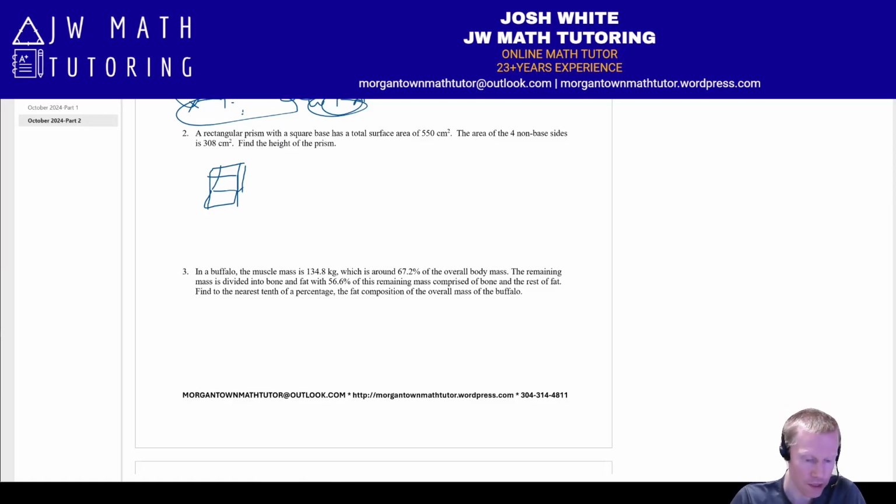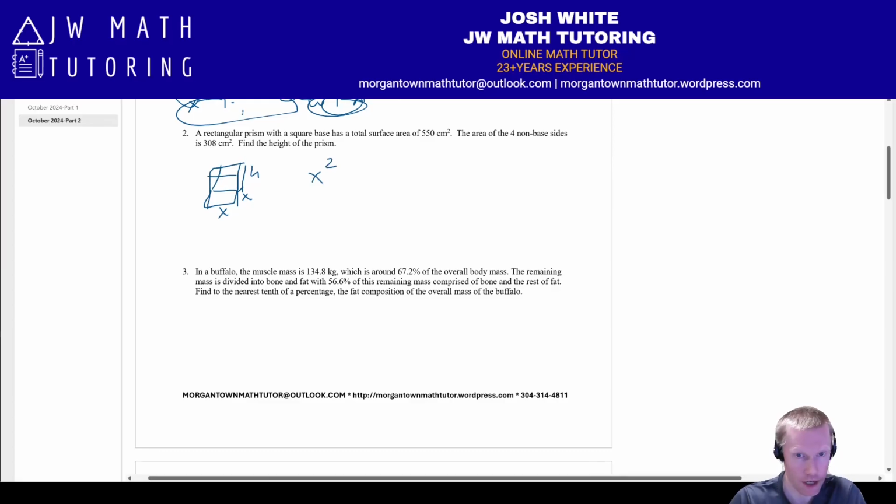So basically what we have here is a square base. This is x and x. This is h, let's say. So we know that x squared, the area of the base, times 2, because there are 2 bases, plus x times h, the area of one non-base side, times 4, because there are 4 of them, and they're each going to be the same because the base is square. In total equals 550.